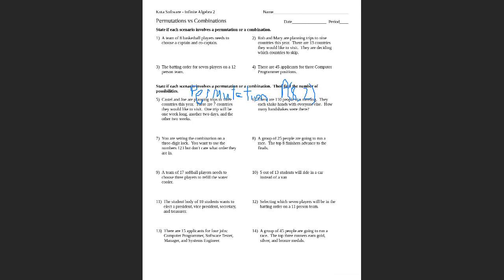So for me at least, it's a combination. Mostly because, like I just said, when you're deciding which countries to skip, order is not going to make a difference. So for this, it's a combination. I'll put comb for combination, because writing on this whiteboard in Blackboard is really annoying.